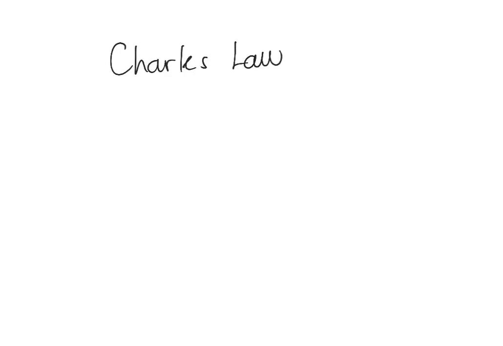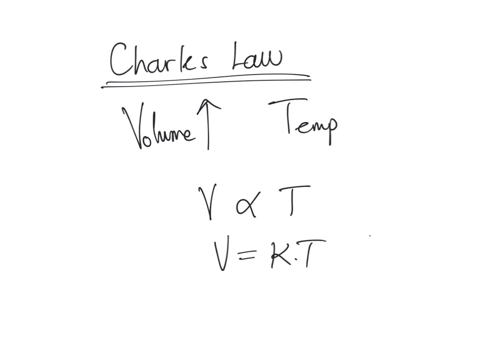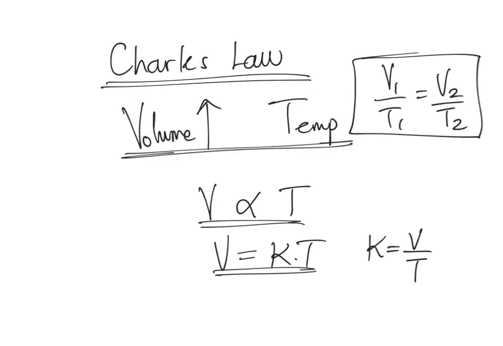Charles' law is different. Charles' law says that there's a direct relationship between the volume and the temperature at constant pressure. So volume varies directly as temperature. That means volume is equal to K times T, which in this case, K would be equal to V over T. That's why in chemistry, you might see this formula used for Charles' law. There is a direct relationship between volume and temperature.